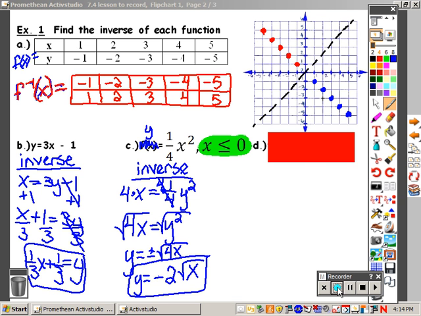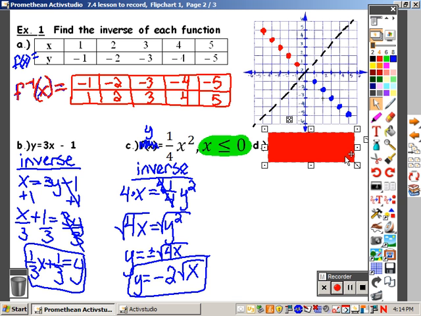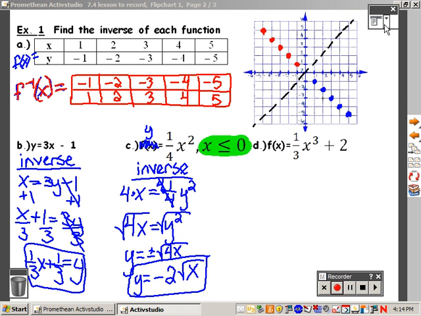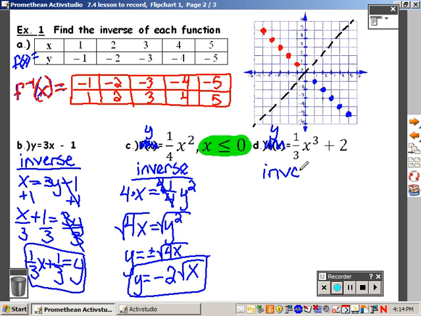Okay, last one like this, part D. F of x equals 1/3 x to the third plus 2. Again, it's another problem where I don't even see a y value, so how can I do my 2 steps? But what does f of x mean? It means the same thing as y. So I now have y equals 1/3 x cubed plus 2. So I'm going to write the word inverse. And then I'm going to do my first step. So if I do my first step, what should I write underneath the word inverse?